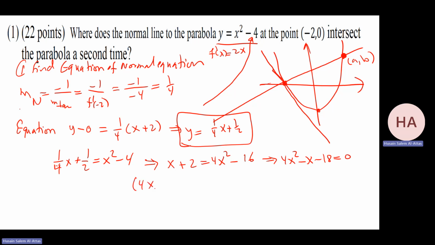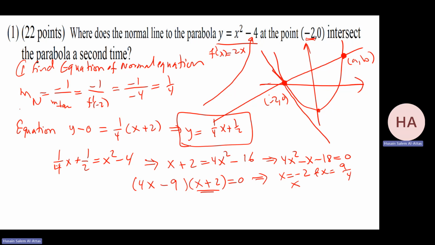That will give me what? 4x, I should have minus 2 there, and x plus 2. That will be x minus 9. I get this from here because this is one of the points. Okay, so minus 18, minus 9 plus 8, minus 6, everything is okay. So I have x equals minus 2 and x equals 9 over 4.